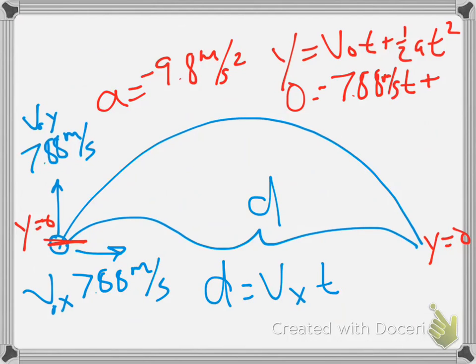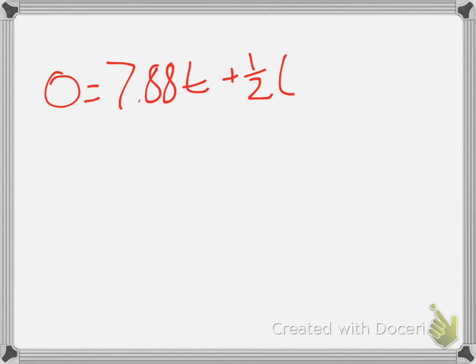And plus the 1/2 times a negative 9.8 meters per second t squared. Okay, slightly off screen. That right there is a quadratic equation. Okay, write a little bit better. 0 is equal to 7.88 t plus 1/2 negative 9.8 t squared. That is a quadratic equation. You could plug that into your calculator and find out the roots for that.